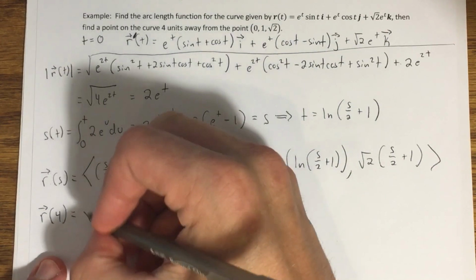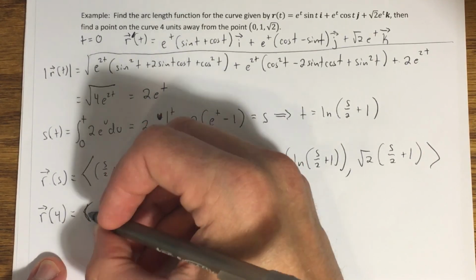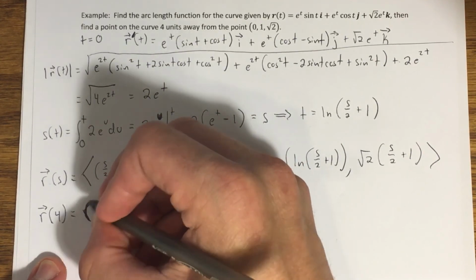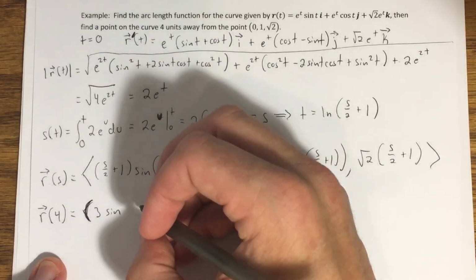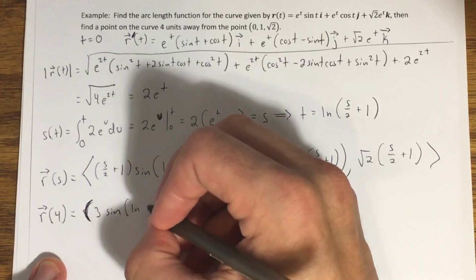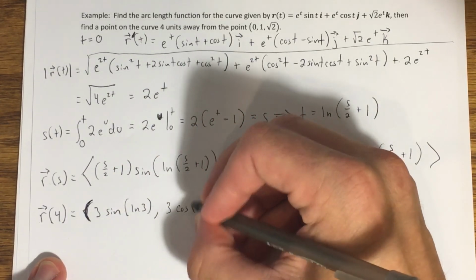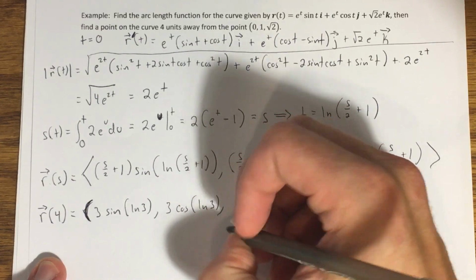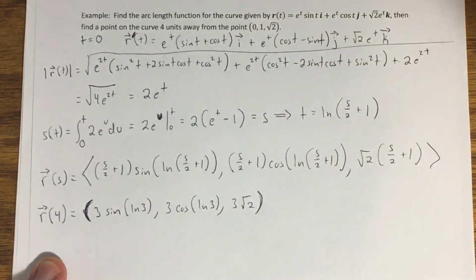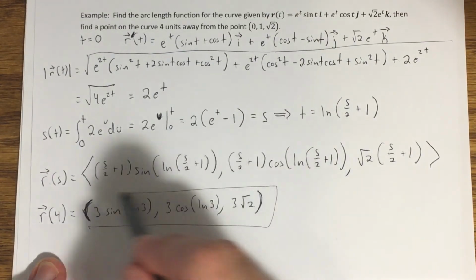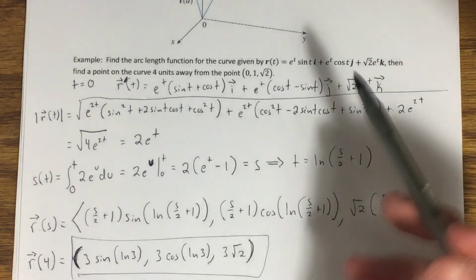If I plug in a 4, I'll save you all the arithmetic. This would give us a vector which corresponds to a point, so let me actually just write it as a point. 3 sine of the natural log of 3, 3 cosine of the natural log of 3, and 3 root 2. Okay, so this point would be 4 units away from the point given to us up here. So that answers the second question.